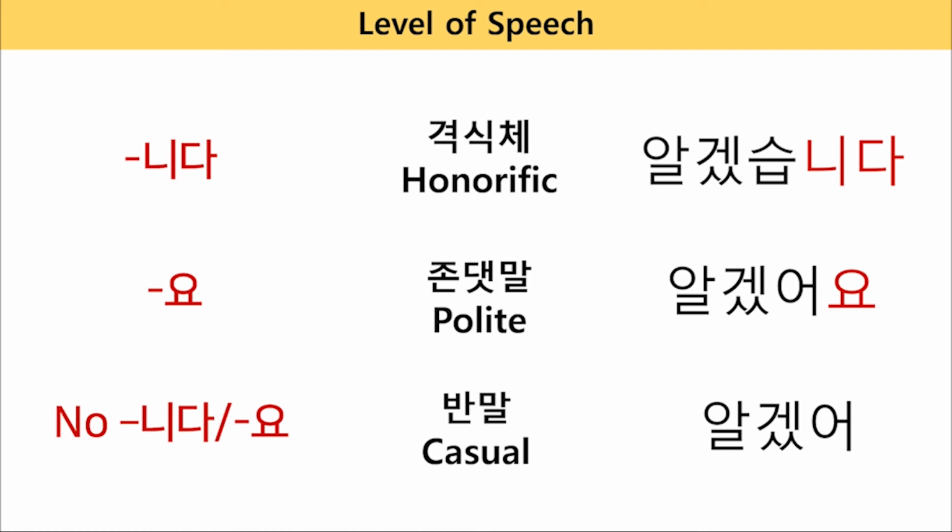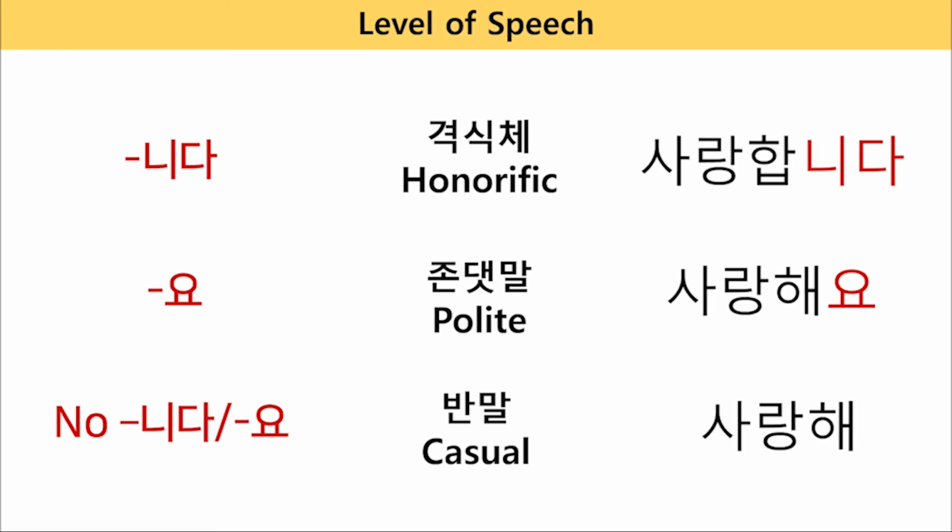A lot of textbooks and Korean lessons teach this 격식체, the honorific form, because it's actually the easiest to teach and the easiest to learn. But in actual Korean conversations in our daily lives, we barely use this 격식체. We only use 존댓말 and 반말. And that is probably why you will never hear in K-dramas or K-pop lyrics the sentences that you learned from Korean textbooks. So in my channel, I'm going to teach these two forms mostly, 존댓말 and 반말. But in this lesson, let's look at all three of them just to see the difference.